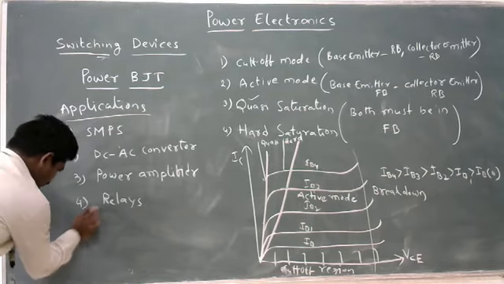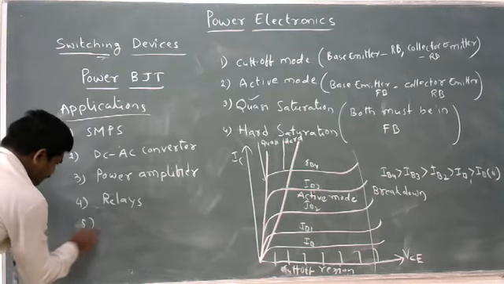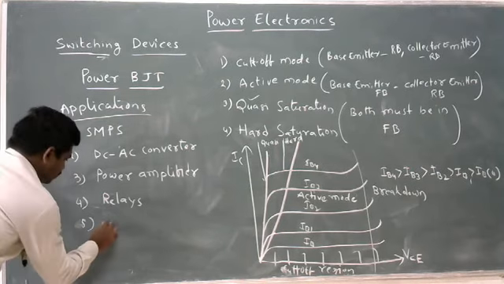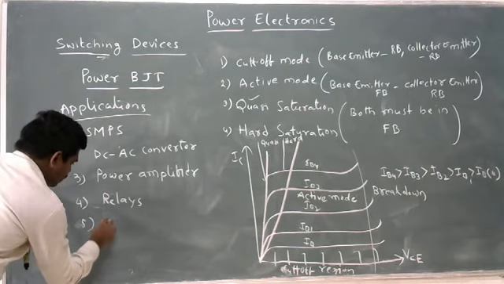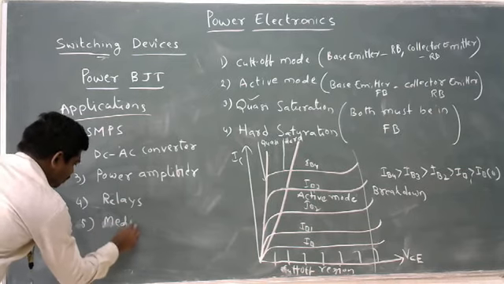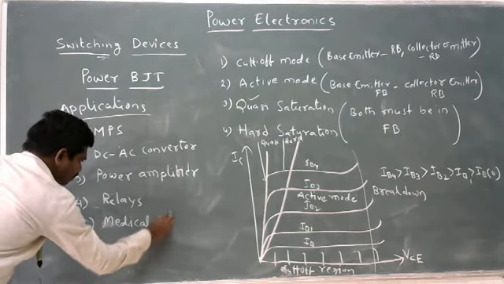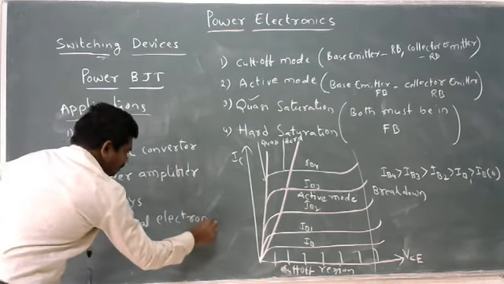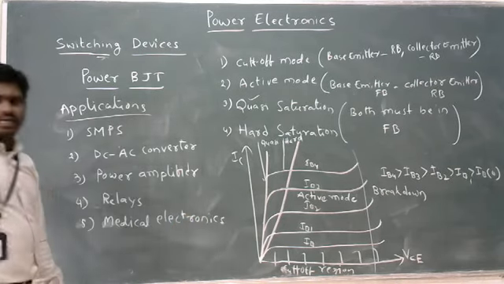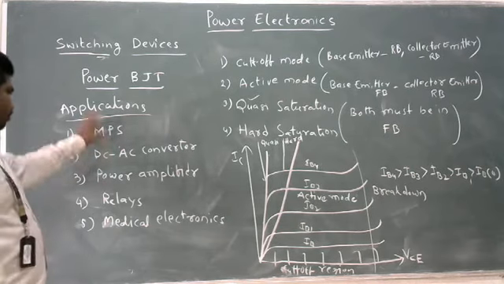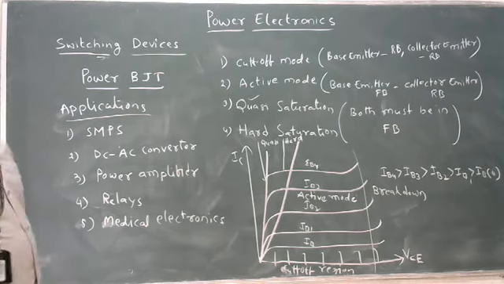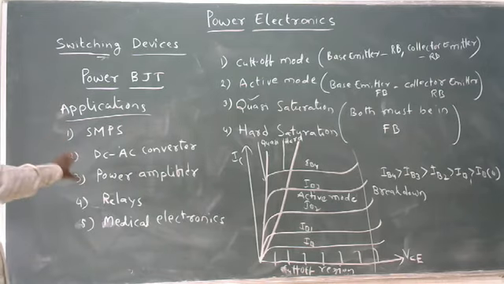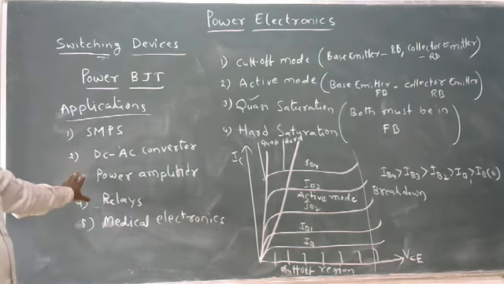Then we'll see the power BJT in medical electronics, biomedical electronics, like that. These are a few examples, a few applications that I am giving here. So many applications are there. I am just giving the five applications here.